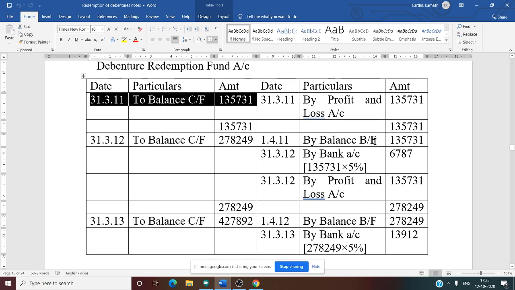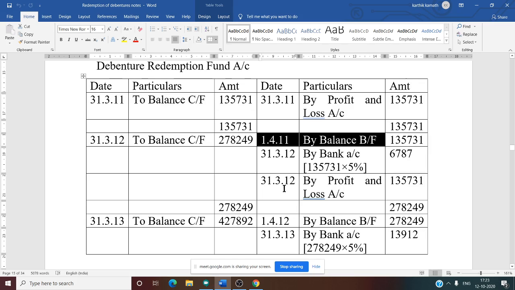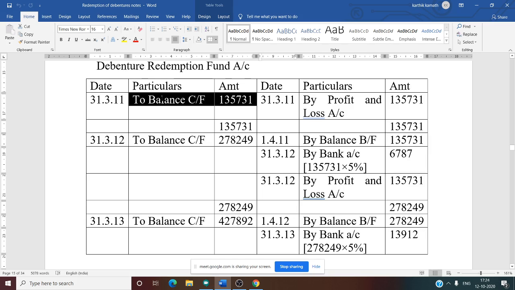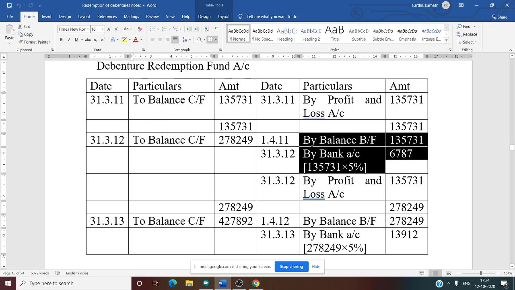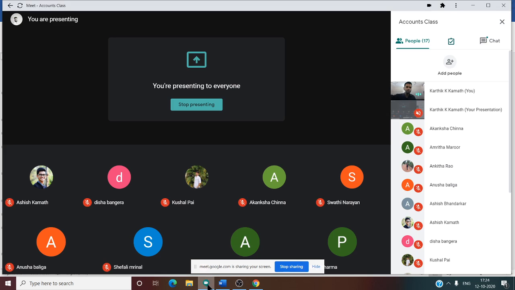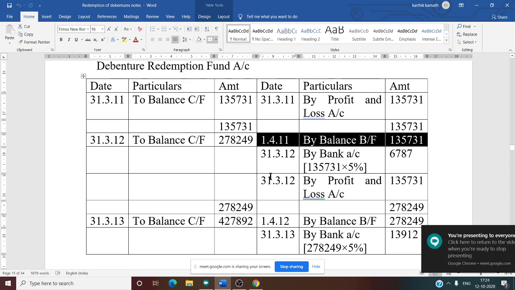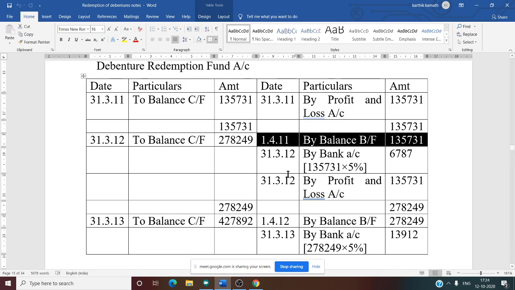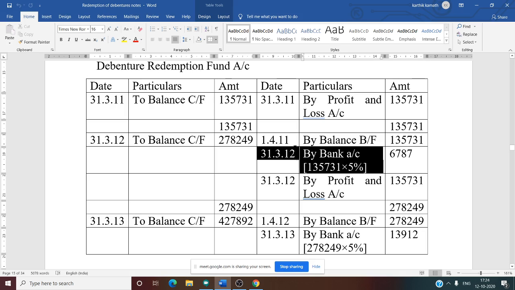Now second year, again we need to bring forward the previous year's closing balance. This previous year closing balance becomes the opening balance of the next year. Now in the second year there is interest. In the first year there is no interest. Why? Because in the first year, the amount is kept aside at the year end, and interest is calculated on the opening balance. In the first year there is no opening balance at all. But in the second year there is an opening balance, so we calculate interest.